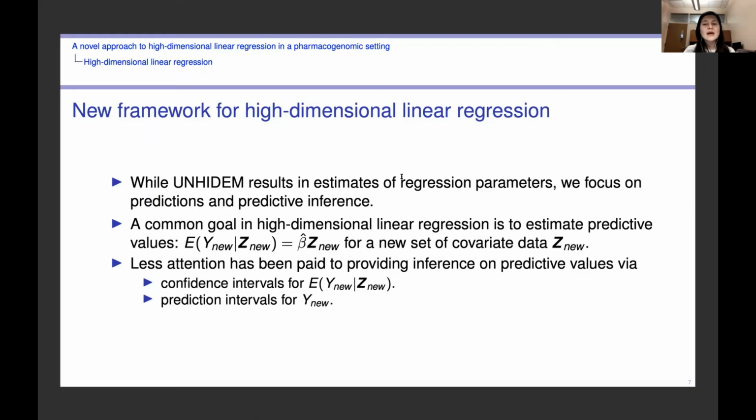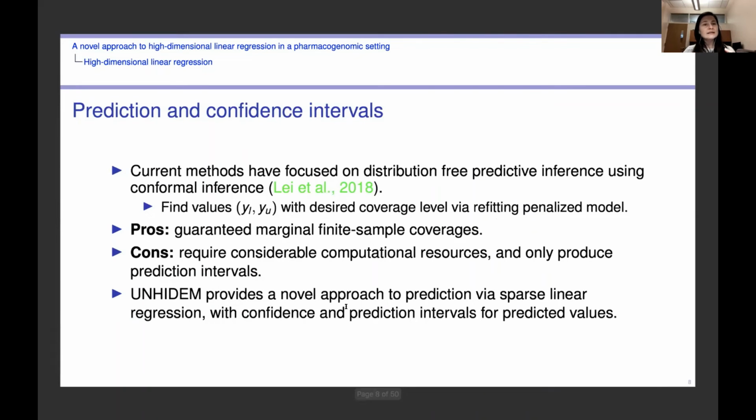Once we have estimates of regression parameters and we get predicted values for some new data set, Z new, we are able to formulate confidence intervals around the expected new predicted value and also prediction intervals. One way that has been done before is using distribution-free methods, particularly conformal inference.